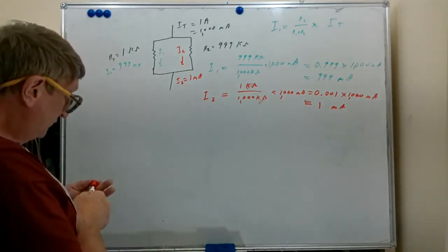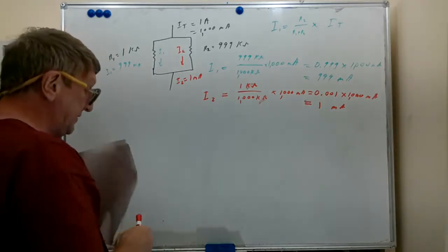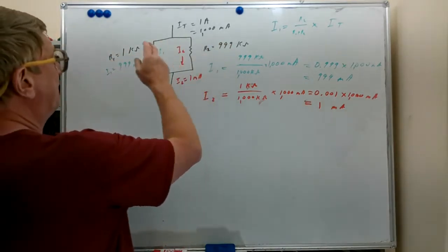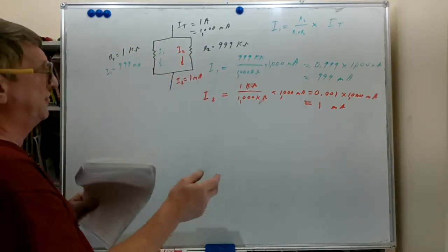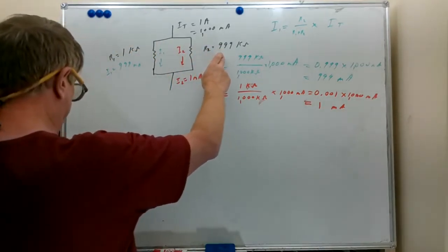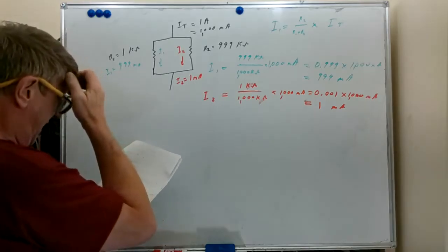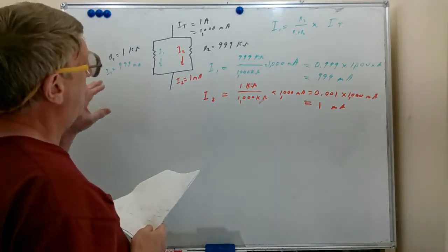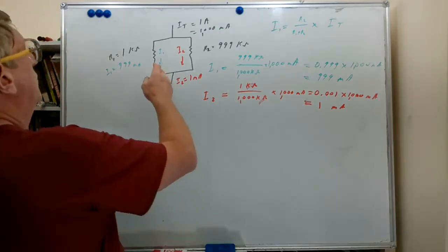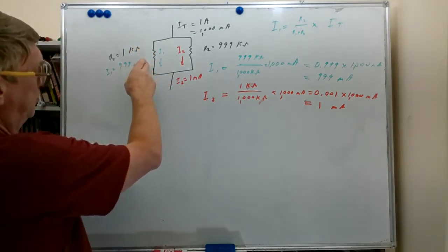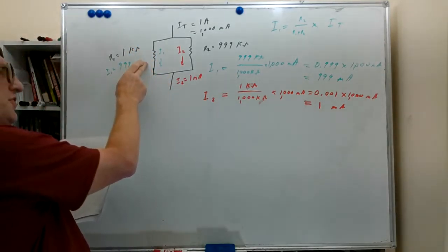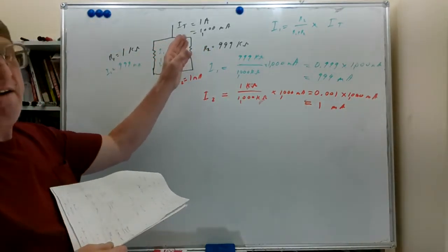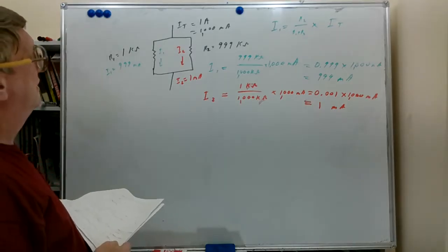So we did pretty much the same thing we did before, but in this case we had a way different value. This one has 999 times as much resistance as that one. And what did we notice? That almost all of the current went through the smaller value resistor. This high value resistance took very little of the current.